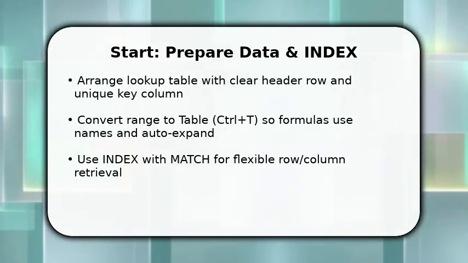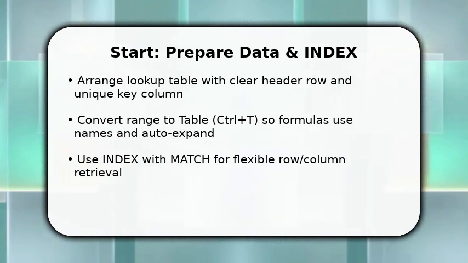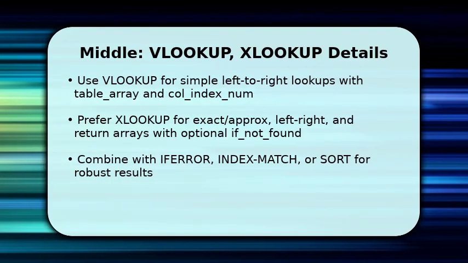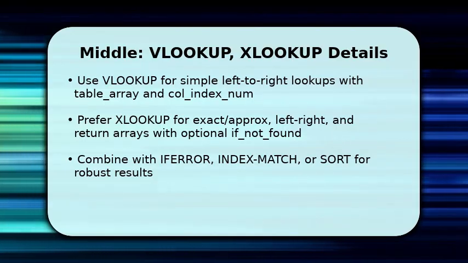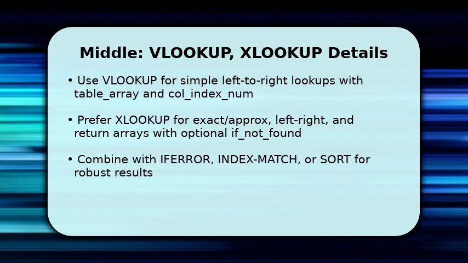Now expand functionality. If you must use VLOOKUP, anchor the table array with $ or a table name, and set range lookup to FALSE for exact matches. Once comfortable, switch to XLOOKUP. It finds values left to right or right to left, supports exact or approximate mode, and lets you specify a friendly if not found message. Combine with IFERROR to catch #N/A, and use INDEX MATCH when you need multi-criteria or dynamic lookups.